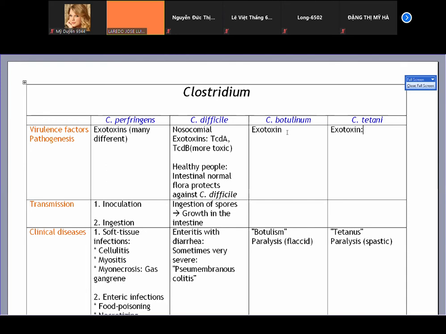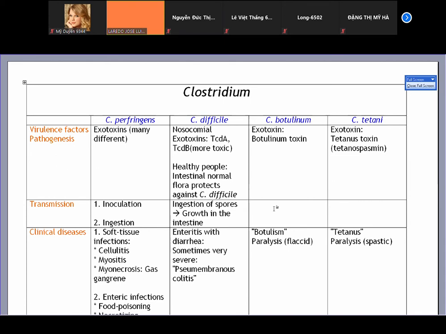In both cases, for Clostridium botulinum, the toxin is called botulinum toxin. And look, botulinum toxin is the worst, the most dangerous, the most dramatic toxin that we know on earth. For Clostridium tetani, they produce two toxins, but the most important is tetanus toxin, also called tetanospasmin, as I showed you in the presentation. The worst is botulinum toxin, okay?